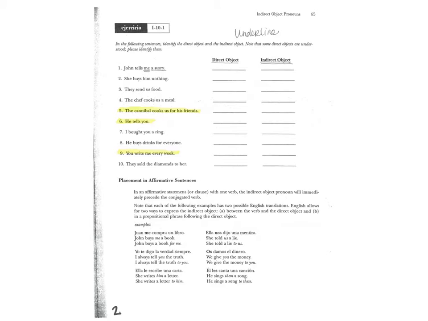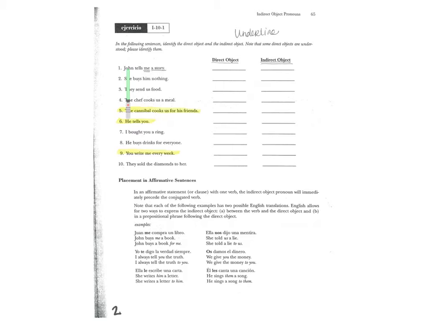Everything in this packet has to be underlined in your sentences. If it's not underlined, the most you can get on your notebook grade is a 3, because it's really important that you learn how to identify the indirects and directs in your sentences. So first, we're going to go through and figure out what is the direct and what is the indirect.